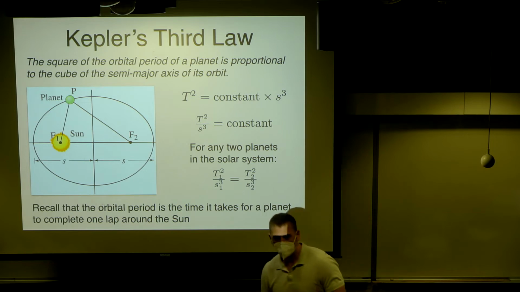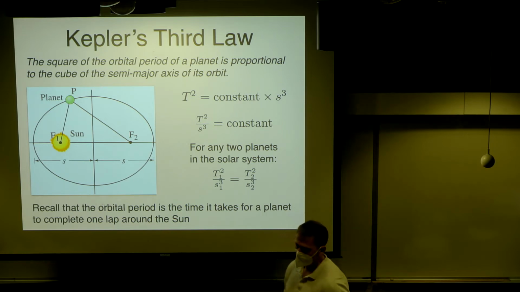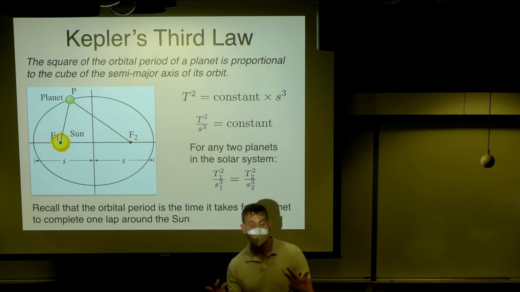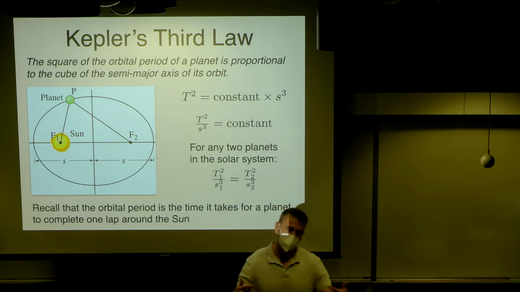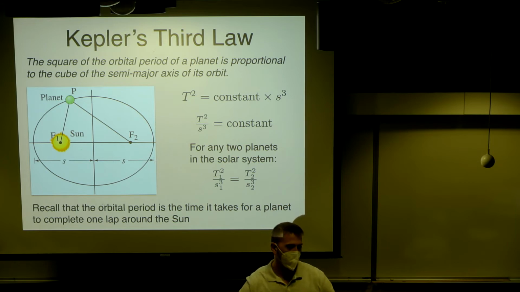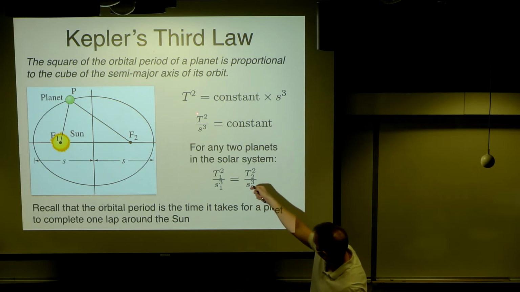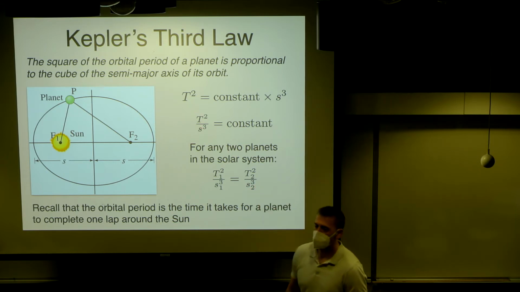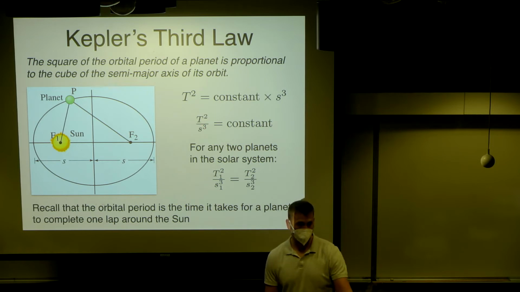So the way we actually use this in practice, okay, in the problems that we do, is we're comparing two planets in our solar system. Like take any two planets you want. Compare the Earth and Jupiter. You can compare Venus and Mars. Just any two planets, right? And this number, T squared over s cubed, has to be the same for any planet you pick, right?